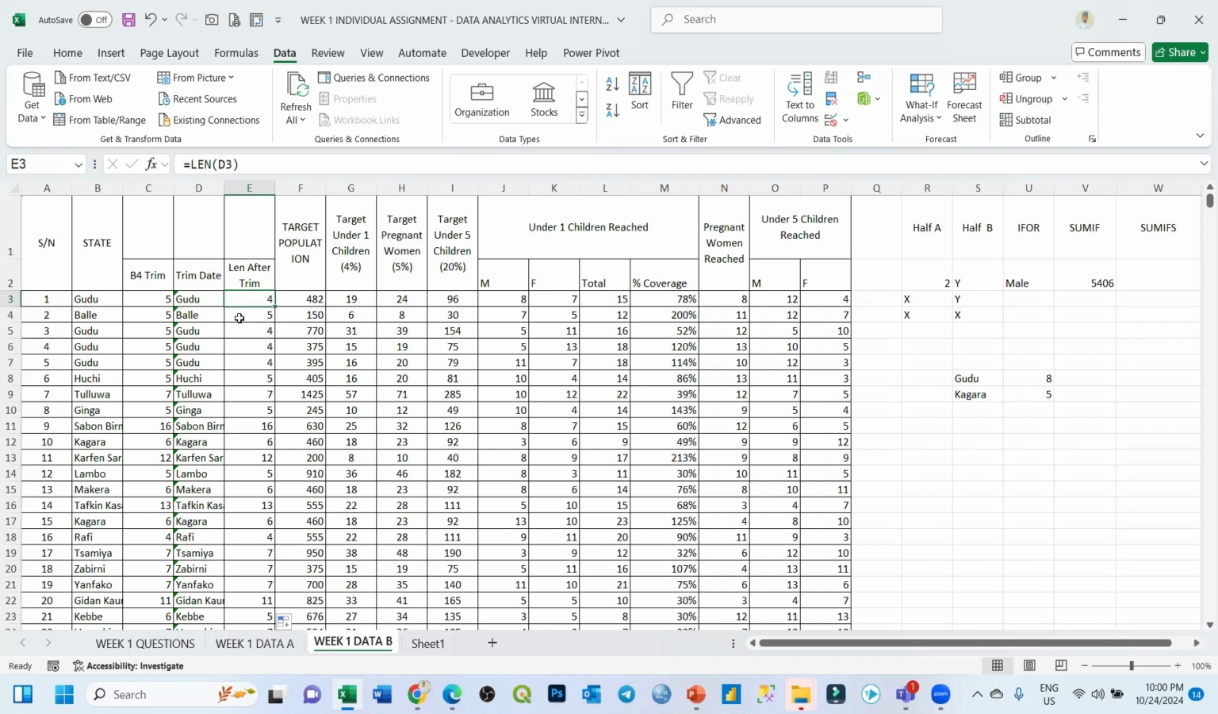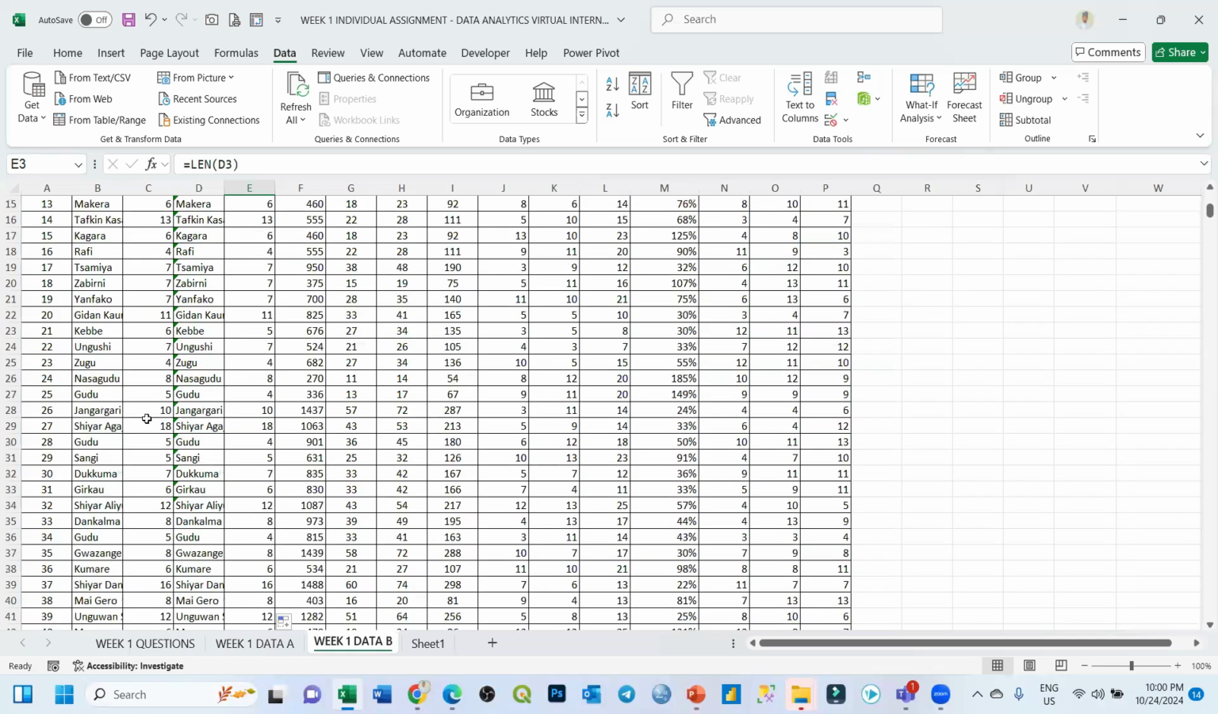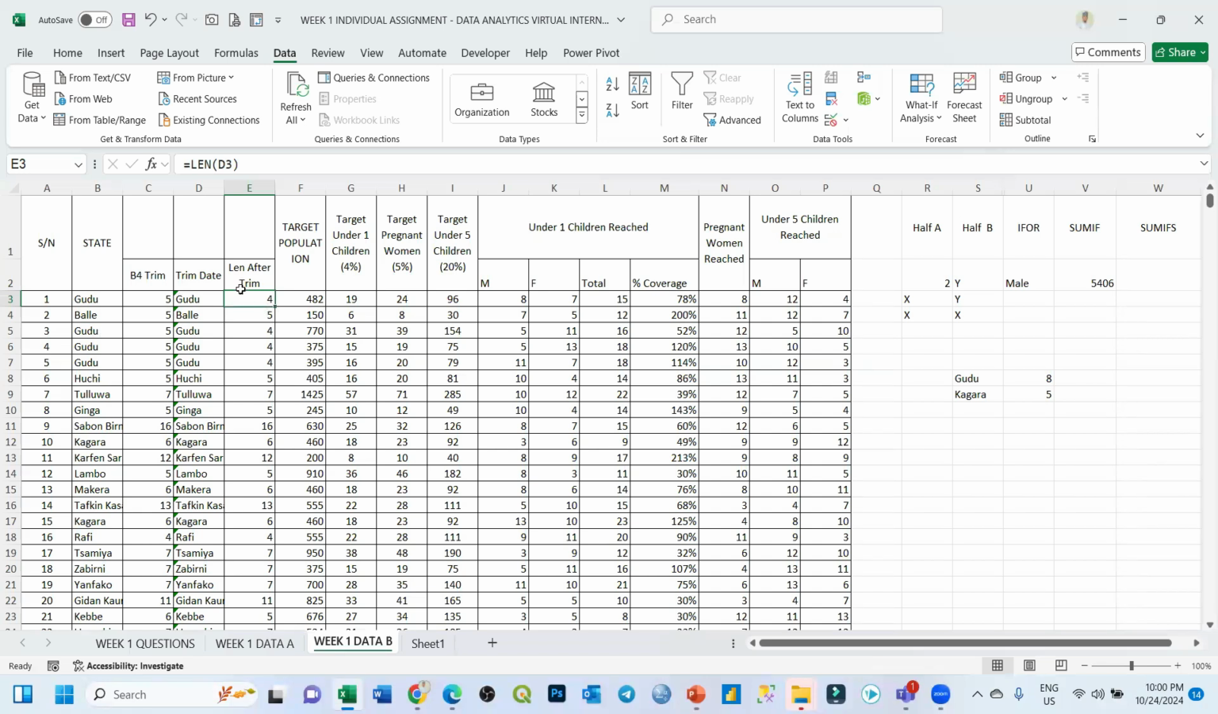So we remove these extra spaces. Now it has reduced the storage that the data is occupying within our computer. So that way we trim the data. Across all the data, wherever there is a space, it removes the space.